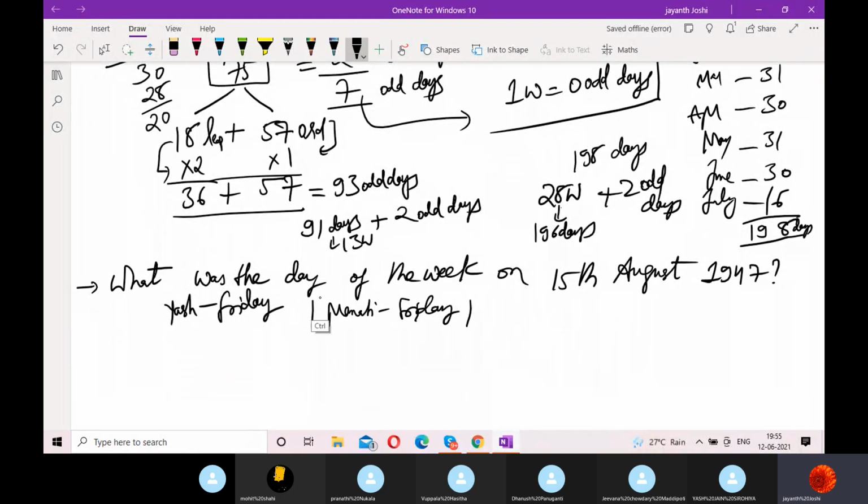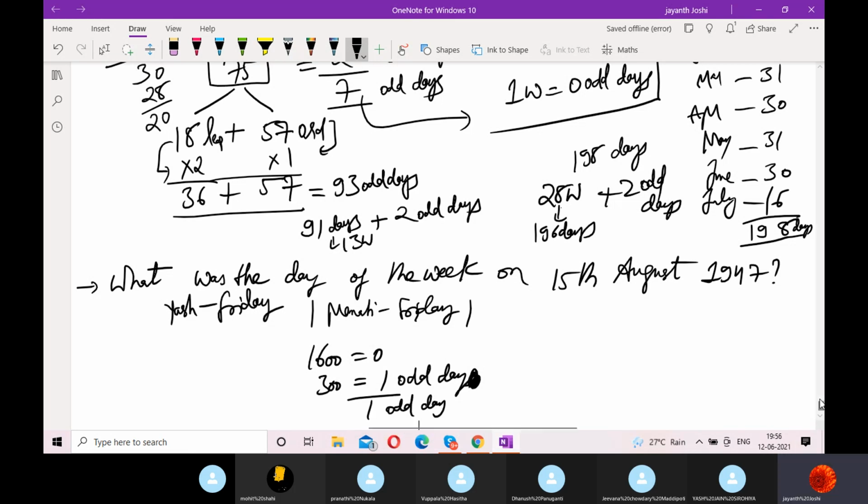You can directly reach here. If I speak about 1947, 1600 has 0 odd days. Then 300, how many odd days I said already? 1 odd day. I have already given the data to you, correct? So 300 years has 1 odd day. So till 1900 it is 1 odd day.